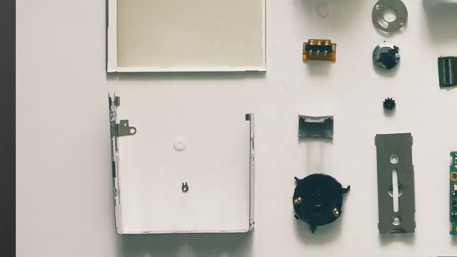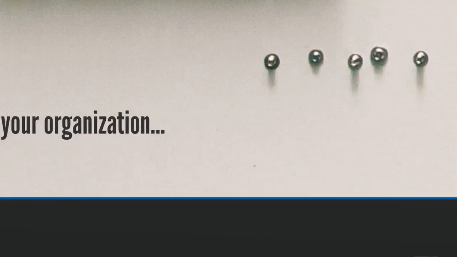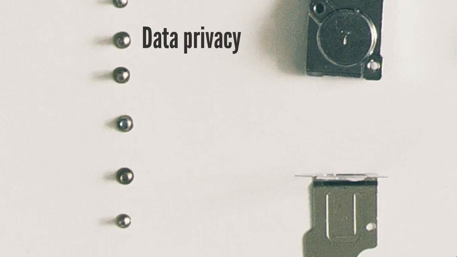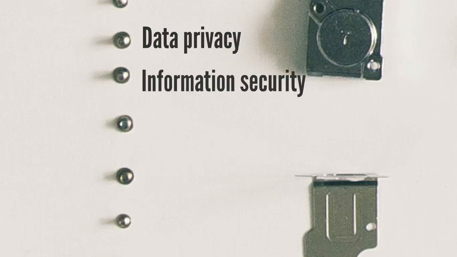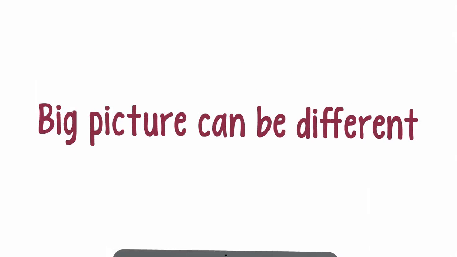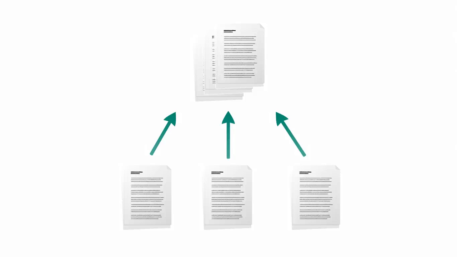If we apply this to our organizations, your issues can look like they come from different places. It might look like a data privacy issue, an information security issue, poor training, supplier performance, policy gaps, but the big picture can actually be different. For example, if we look at results of an individual assessment, we can have seemingly unrelated issues that look like they stand alone, but if we synchronize our data, we could discover that those separate issues have a common root cause, something that would never have been apparent otherwise.